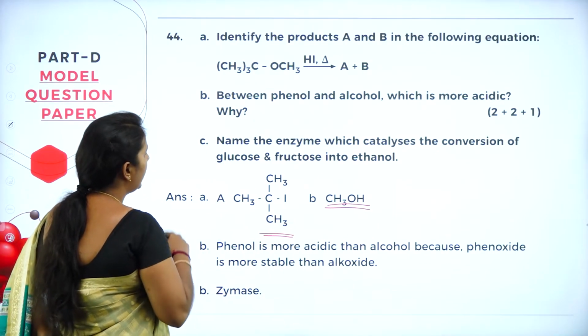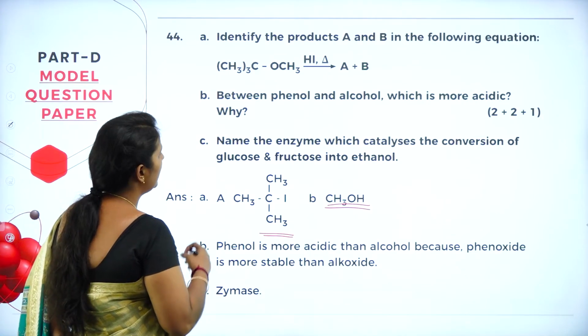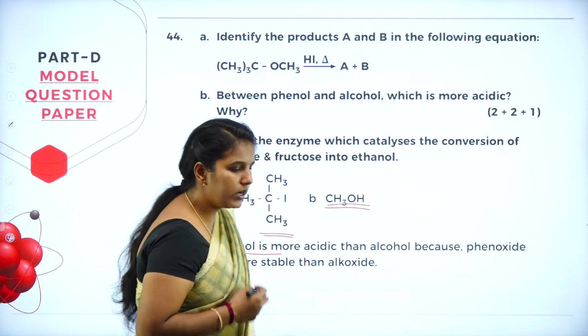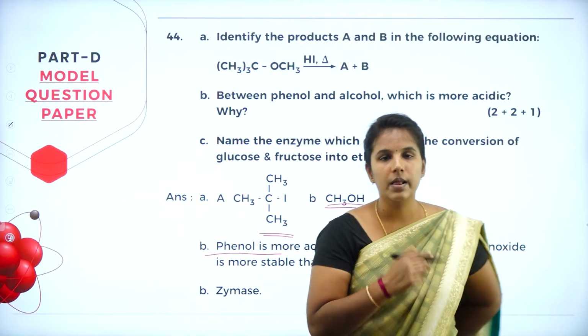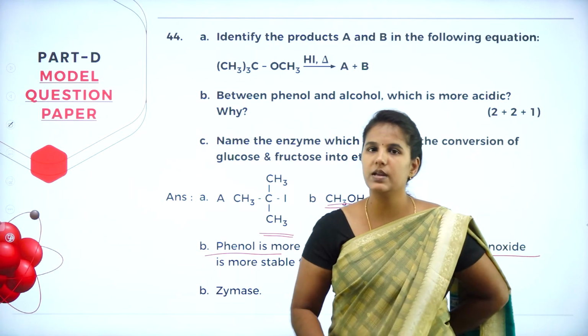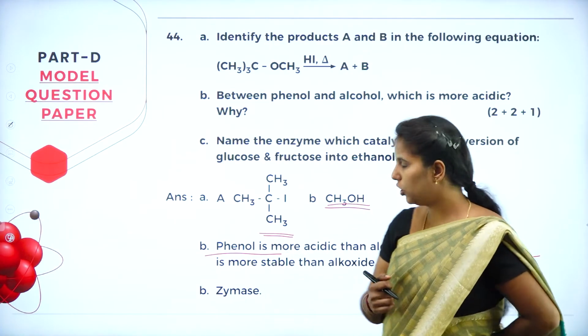Methanol. And coming into the second question, between phenol and alcohol, which one is more acidic? Phenol is more acidic than the alcohol because of the formation of phenoxide ion, which is more stable in phenol when compared to the alcohol.